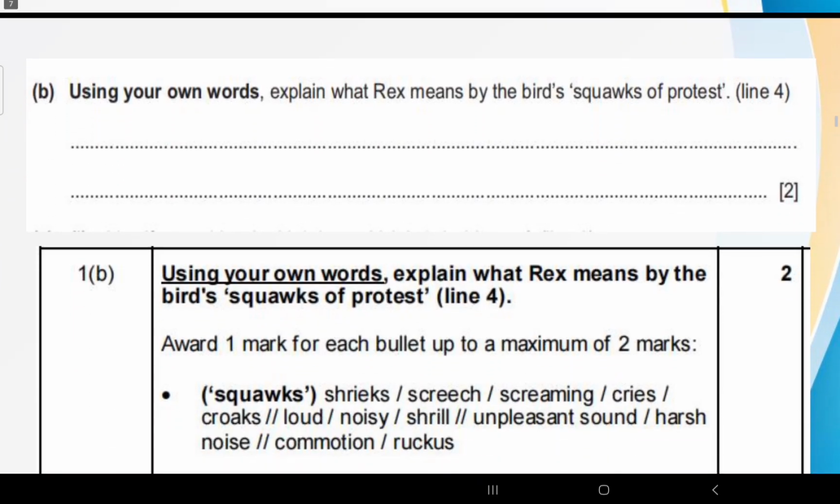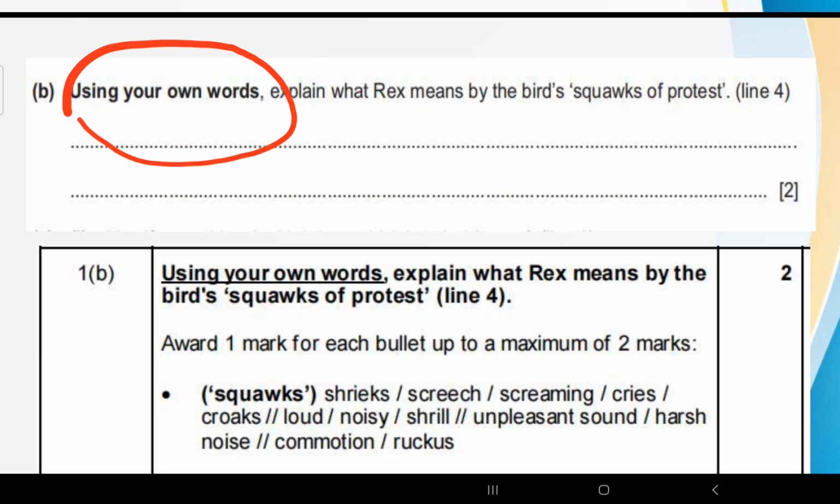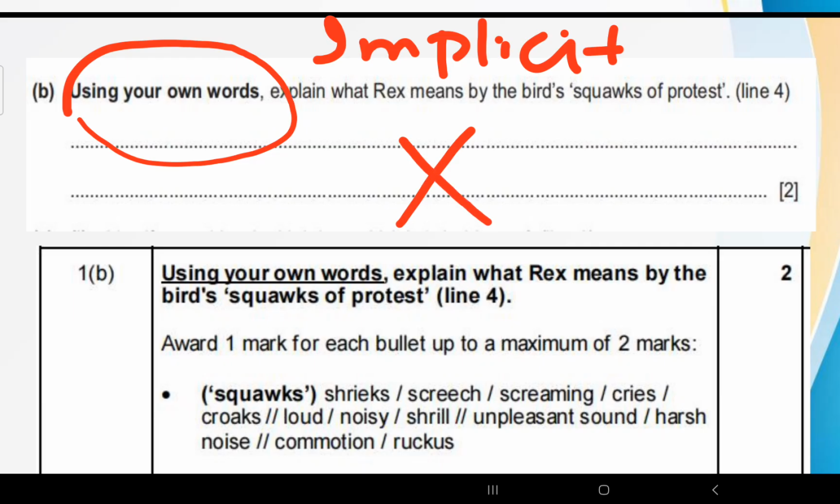Then second question, part B. Now look at this. This question starts with the phrase using your own words. Whenever you have this using your own words, that shows that this question demands implicit understanding. Implicit means something that is not clearly mentioned in the text, and you have to understand it and write your answer in your own words. In such a question, if you copy or lift something from the text the way it is written there, no marks are awarded. You need to write this in your own words, remember.